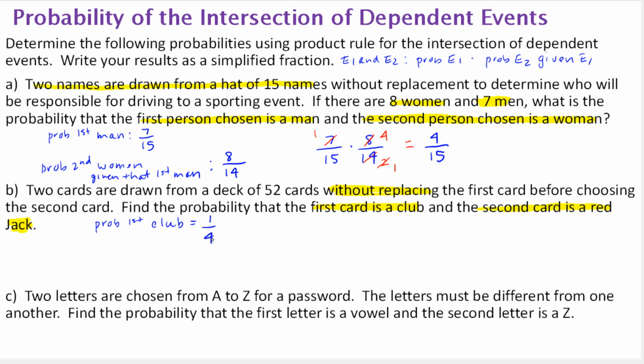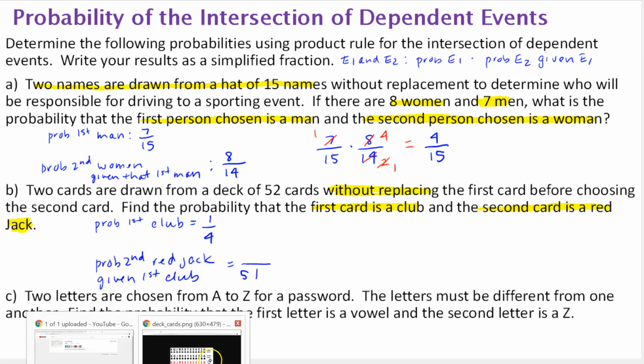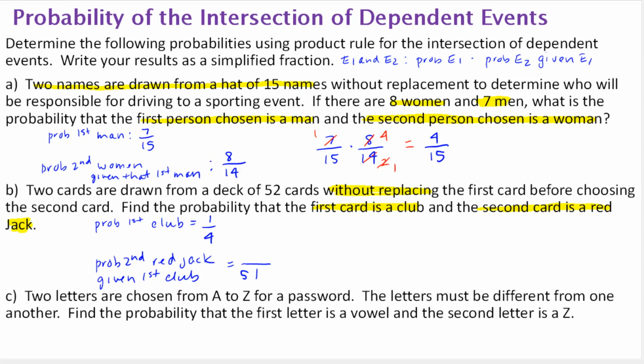Now for the second card, we're going to have to be careful. The probability of the second card being a red jack, and again, we have given that the first was a club. So that changes things a bit. We can't just count the number of red jacks out of the total number of cards, because since 1 club was definitely chosen, we don't know which one, there's only 51 cards left. And let's see how many red jacks are there. There's just 2. So the second probability is 2 out of 51.